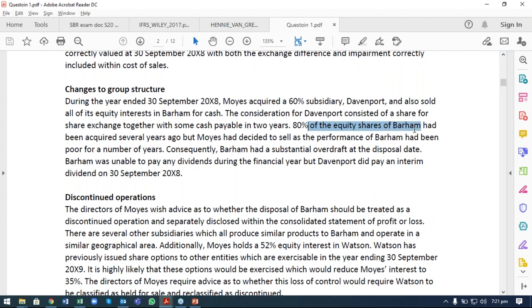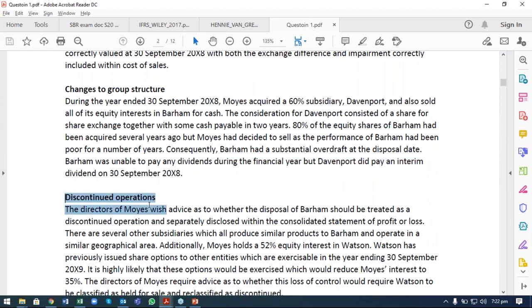80% of the equity shares of Braham had been acquired several years ago, but Moyes had decided to sell all the shares as the performance of Braham had been poor for a number of years. Consequently, Braham had a substantial overdraft at the disposal date, and Braham was unable to pay any dividends during the financial year, but Devonport did not pay an interim dividend on 30th September 2008.